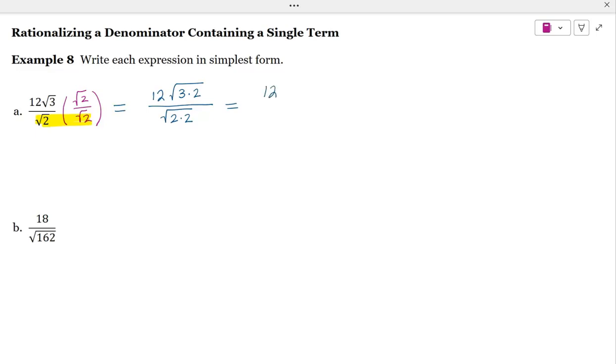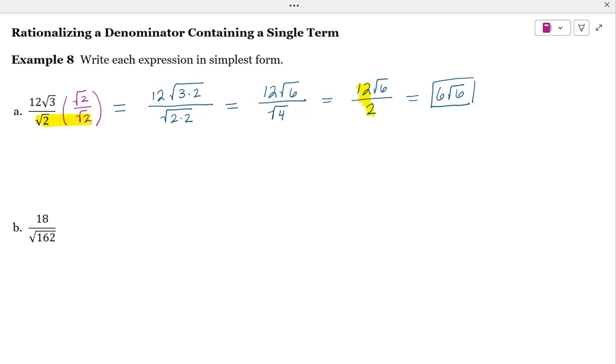So I'll have 12 times the square root of 6 over the square root of 4, or 12 square root 6 over 2. And now for my final step, I'll divide that 12 by 2 and get a final answer of 6 times the square root of 6.